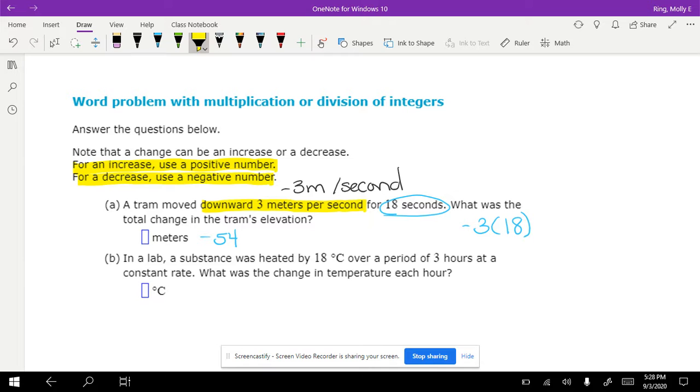If we look at the next one, a substance was heated by 18 degrees over a period of 3 hours. Now, for many of you, you may have to remember that as a fraction. 18 degrees for 3 hours. We would need to make this a unit rate because I want to know what was the change in 1 hour. And this actually keys us into our division.